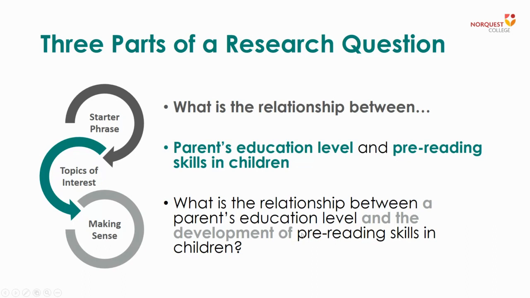So this is an example here. We have this phrase, what is the relationship between? We have what appears to be topics of interest, so parents' education level and pre-reading skills in children. And then the third level we have is what appears to be a fully formed research question. We're going to go through what each of these pieces mean and how to put it all together into a research question.